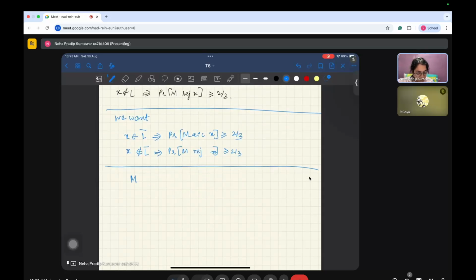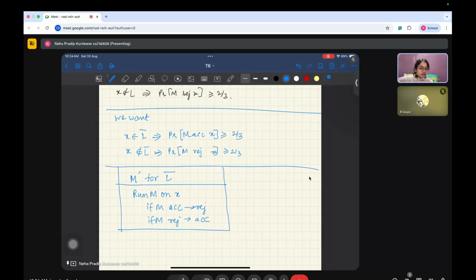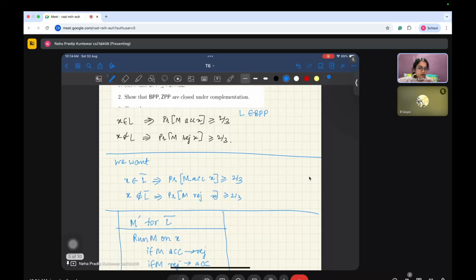So we will construct a machine M prime for L complement. What it does is it runs M on x, and if M accepts, then we reject, and if M rejects, then we accept. So this is the only change. We are just flipping the acceptance.